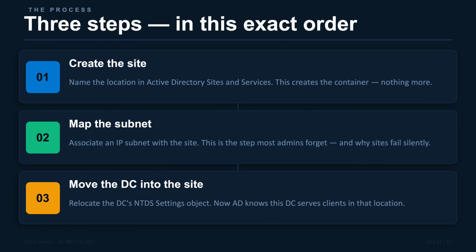Step 3 is to move the domain controller. You relocate the DC's NTDS settings object into the new site. Active Directory now knows there is a local DC available for that subnet. Get all three right and the site works immediately. And if you miss the subnet mapping, nothing works and you will spend hours wondering why.